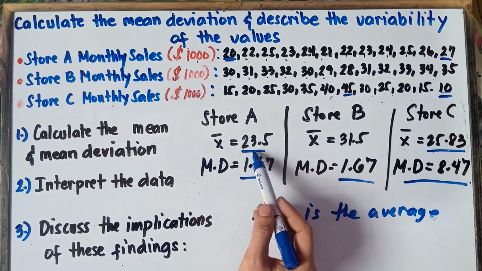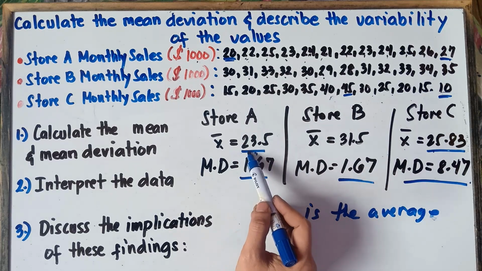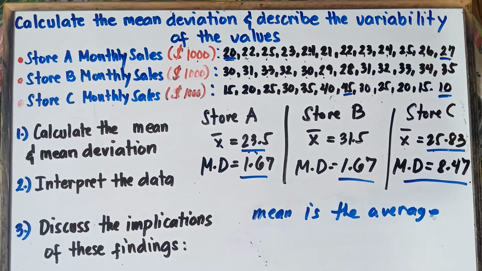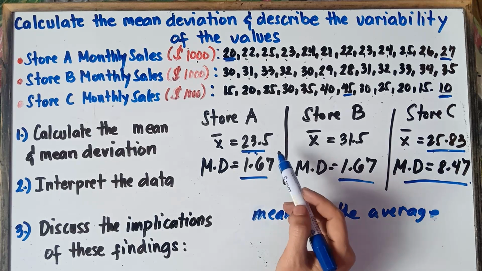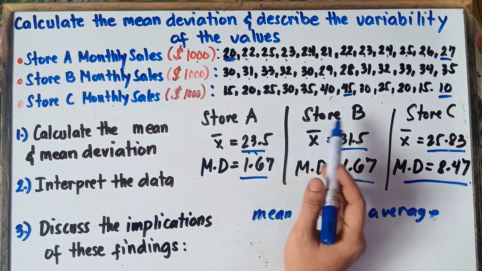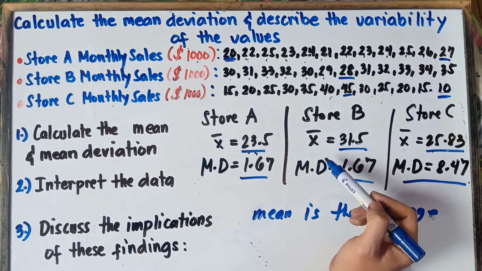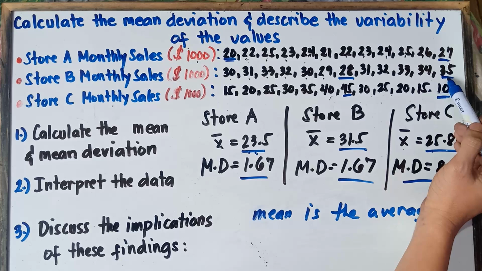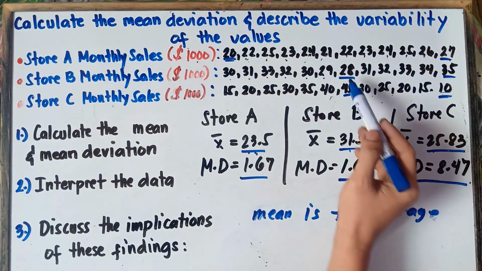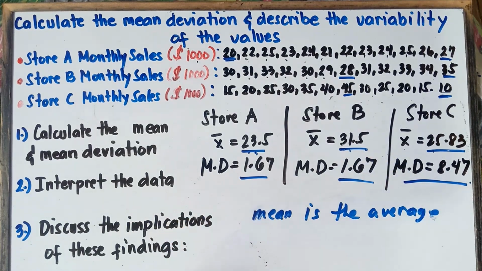27 is closer to the average sales. 22 is closer to the average sales. That's why, class, in store A, we can see consistency. Same with store B, because in store B, the average sales, that would be 31.5. The lowest sales, that would be 28. And then the highest sales, that would be 35. 35 is close to 31.5. 28 is close to 31.5. Therefore, class, we can see consistency in store A and store B.